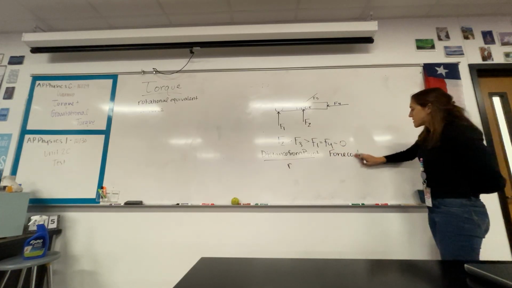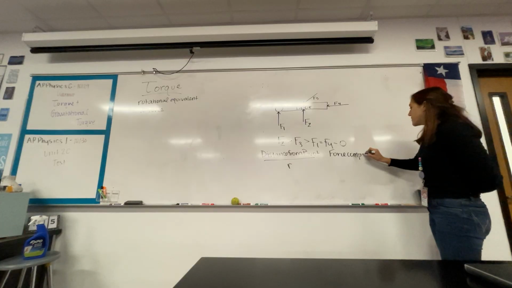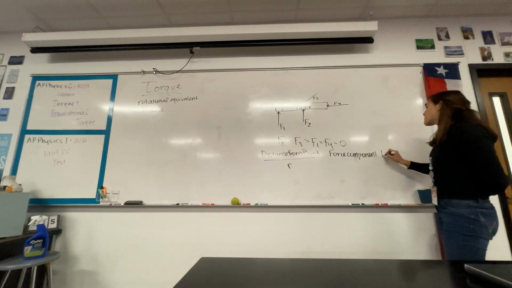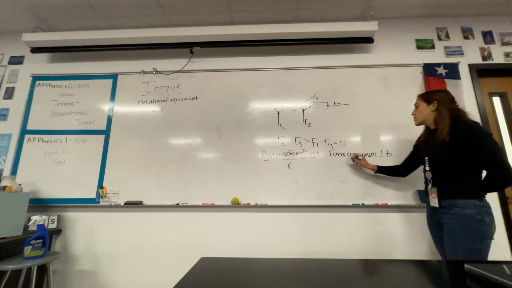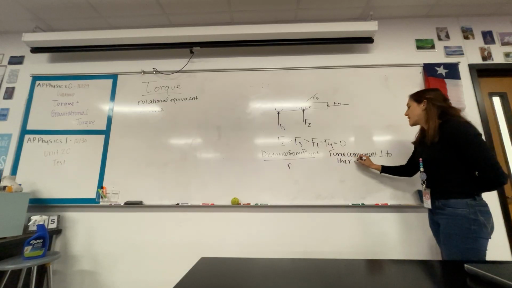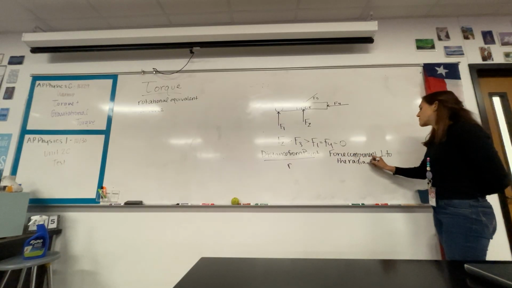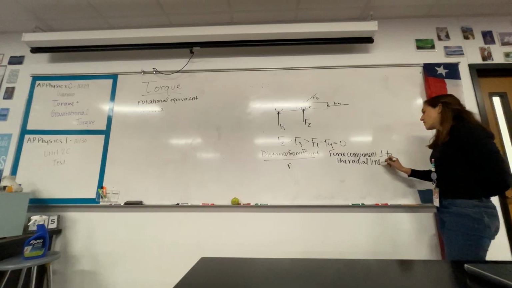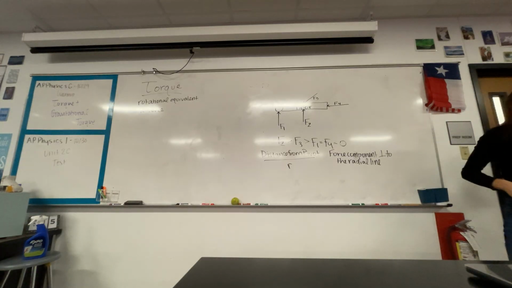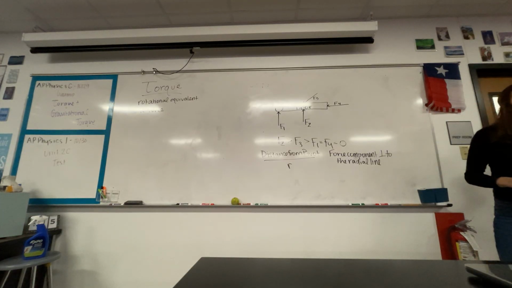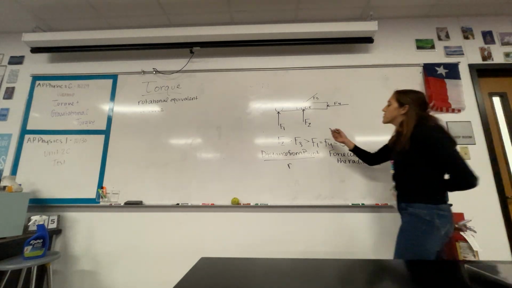Oh, skipped an M. That is perpendicular to the radial line. Ooh, that's a new term. The radial line is just the line through the object going through the pivot point. So this would be the radial line.